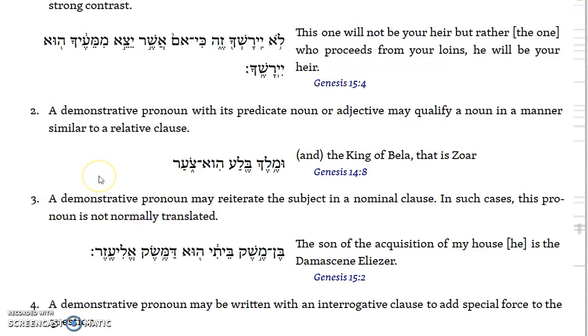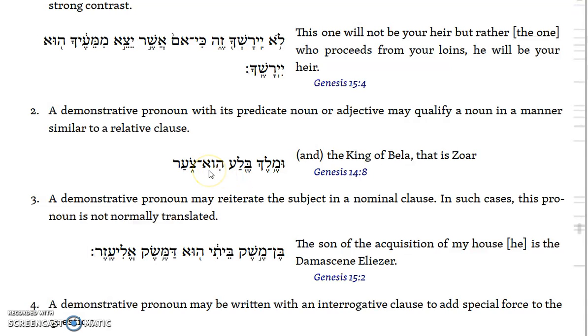Number 2, a demonstrative pronoun with its predicate noun or adjective may qualify a noun in a manner similar to a relative clause. Example, Genesis 14:8, Umelech Bela, who, or actually it's vocalized he, Zoar. King of Bela, it is Zoar, literally, but it means Bela, which is Zoar, or that is Zoar.